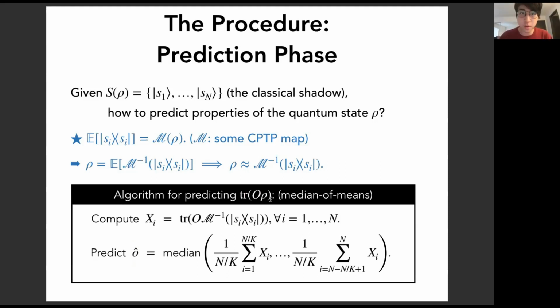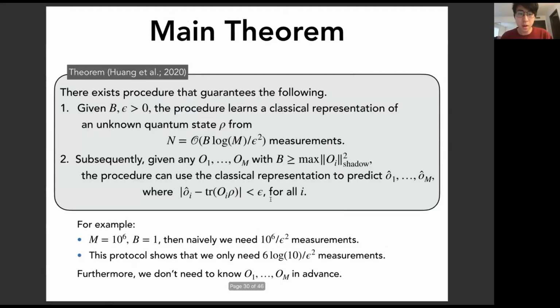And just by using this very simple procedure and doing proper statistical analysis, you can prove this theorem showing that you only need order b log M over epsilon squared measurements to estimate the expectation value for M observables, which was quite a surprising fact a year ago.